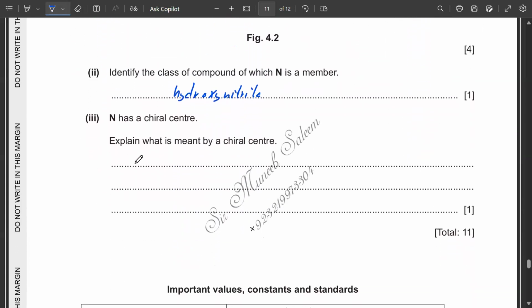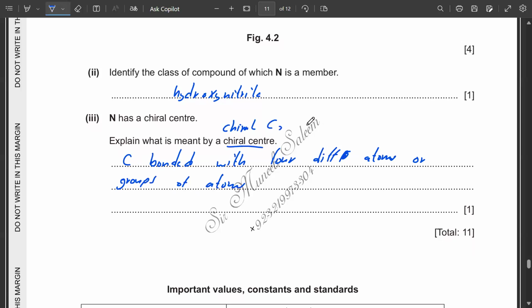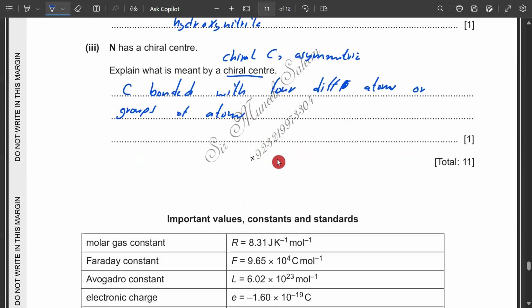3. N has a chiral center. Explain what is meant by chiral center. Okay, so a chiral center is a central carbon atom which is bonded with 4 different atoms or groups of atoms. Carbon bonded with 4 different atoms or groups of atoms. It is that type. We can also say it as chiral carbon or asymmetric carbon. That's also a different name for the same, which is bonded to 4 different atoms or groups of atoms.